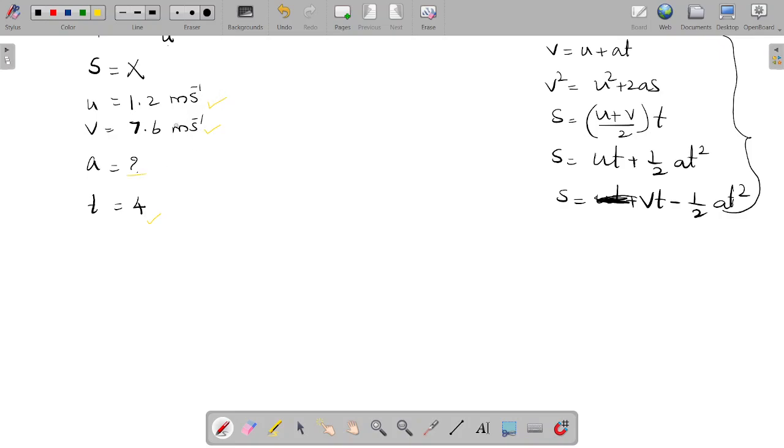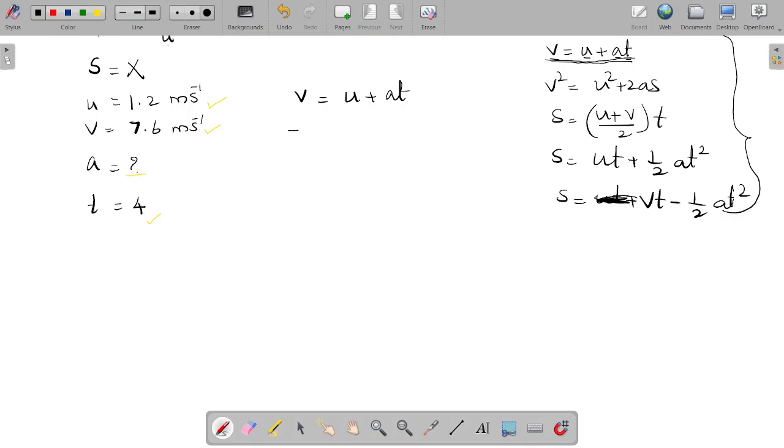So connect these four terms in the formula. Choose a suitable formula by connecting these four terms. Here, the first formula has v, u, a and t. This first formula is suitable for our question. So our suitable formula is v equal to u plus at.